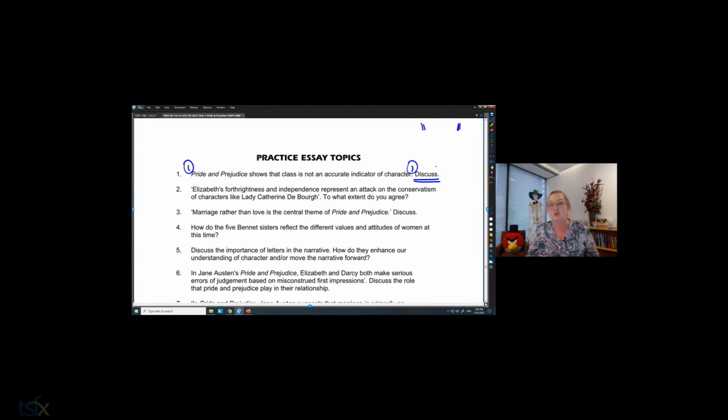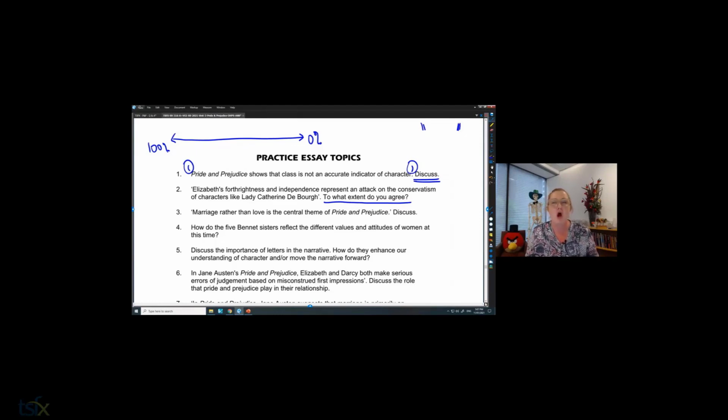The second one is a combo. You've got the preposition followed by a direct question, okay? To what extent do you disagree? Oh, my Lord. To what extent do you agree? Okay, so if we think about a spectrum, where 0% to 100%, do you think the essay is inviting you to 100% agree? Yes. Elizabeth's forthrightness and independence is absolutely and only an attack on the conservatism of characters. Am I supposed to 100% agree?